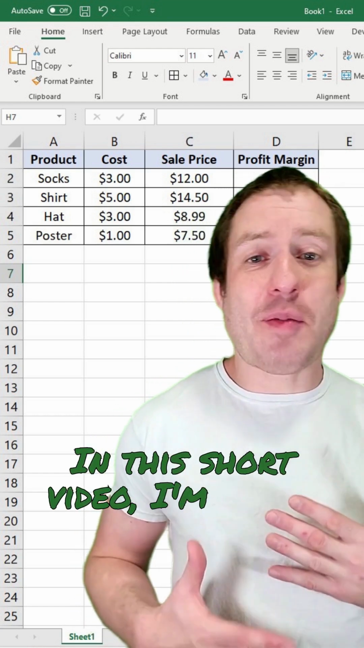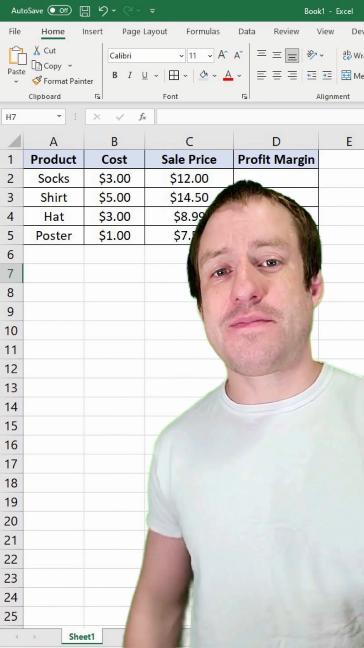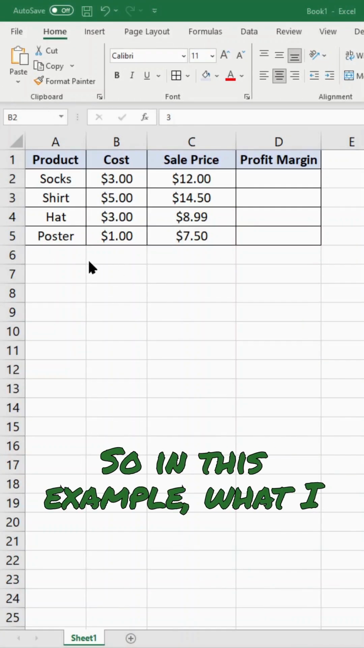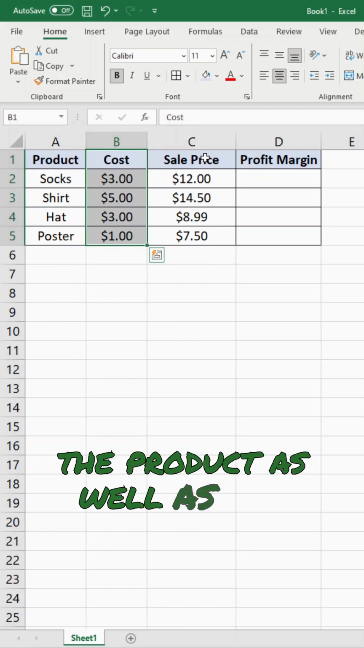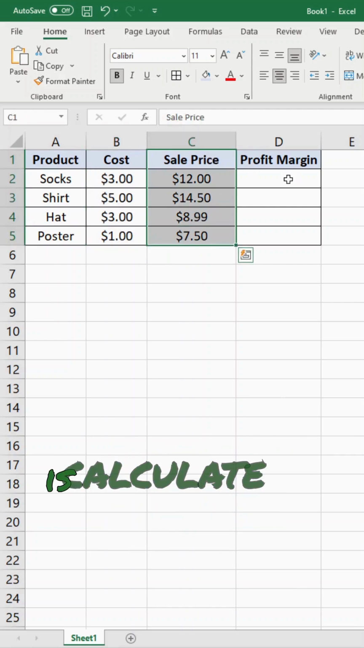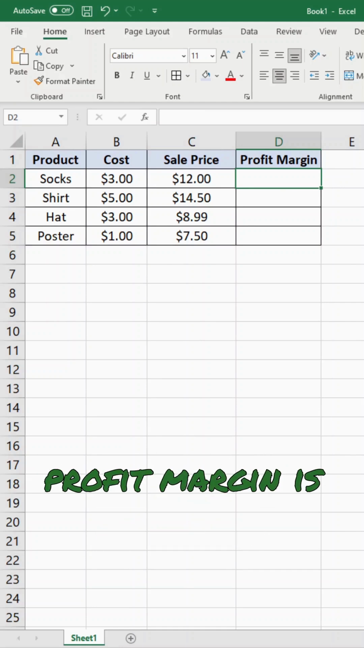In this short video, I'm going to show you how to calculate profit margin in Excel. So in this example, what I have here is these different products and the cost of the product, as well as our sale price. And what I'm going to do is calculate the profit margin. Now, the formula to calculate profit margin is pretty simple.